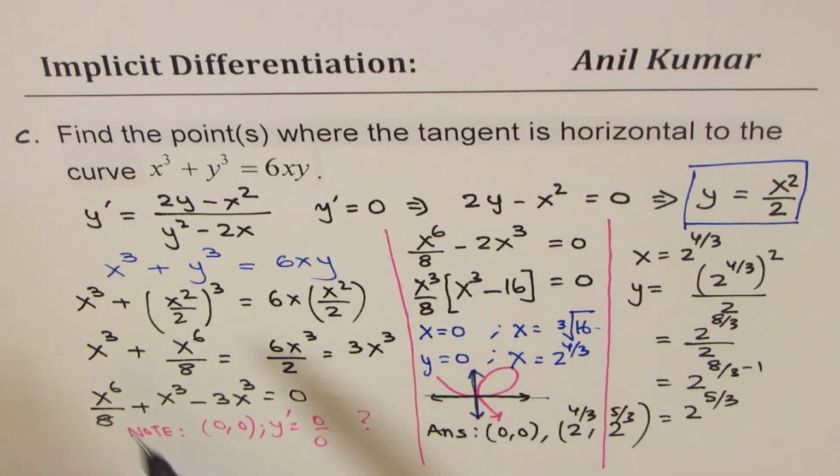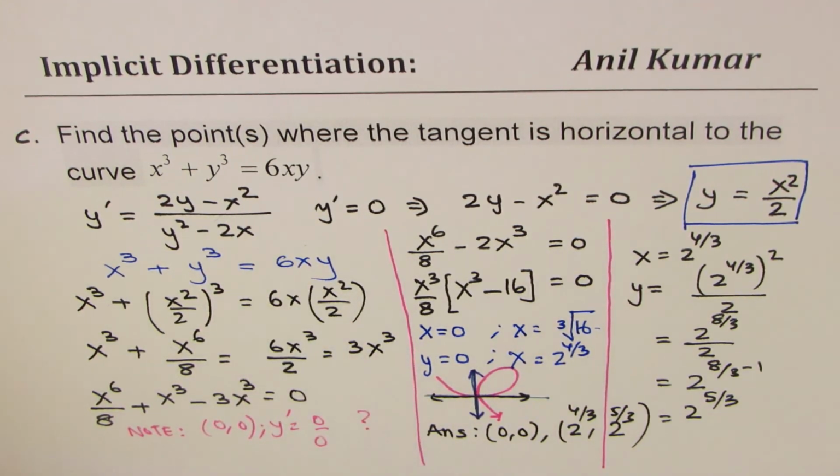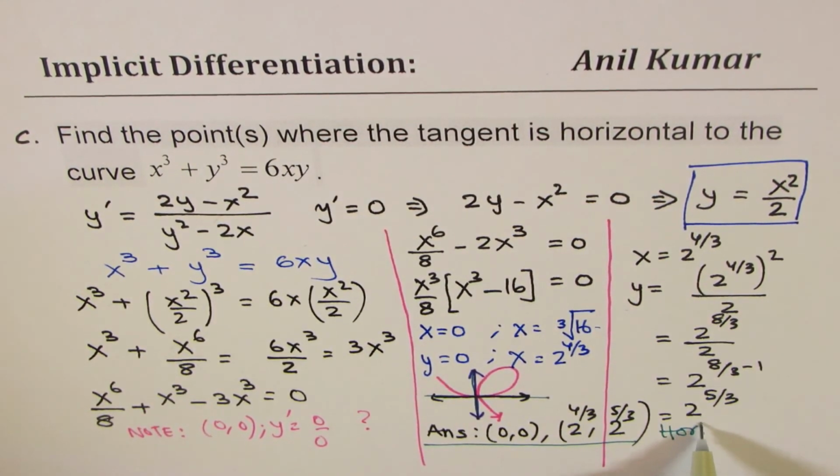Second, we have learned about limits, where if the limit is of the kind 0 over 0, we may do something special. But at this stage, we are not very clear about it. So we'll go with this solution that there are 2 points on this curve where the tangent is horizontal. Is it okay?